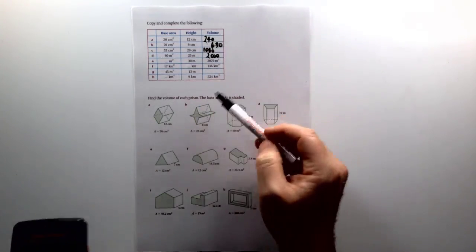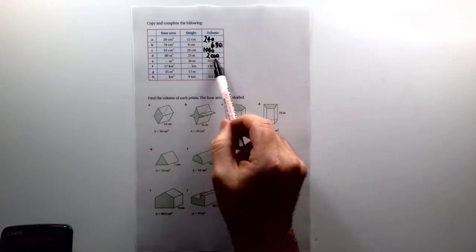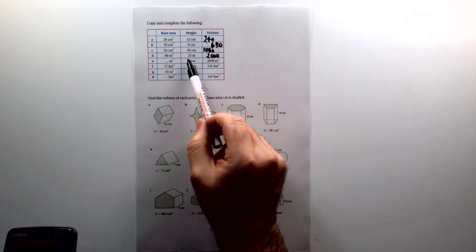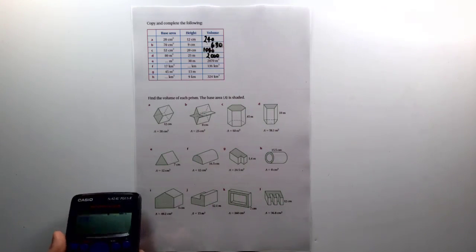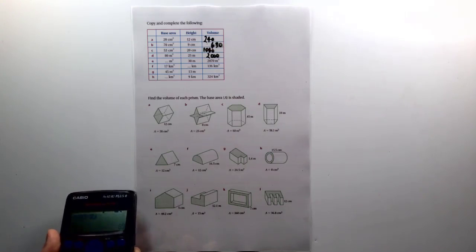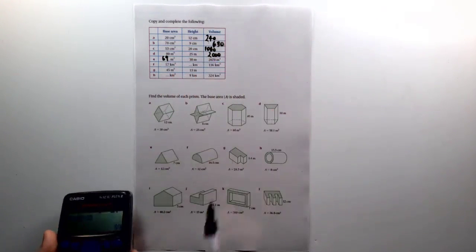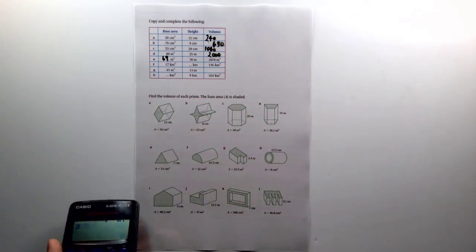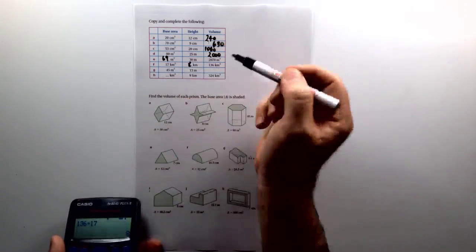Okay, now with these bottom ones here, remember these two numbers have to multiply together to get that volume. So if you don't know one of them, you just take that volume and divide by the number you do know. So we're going to go 2070, we're going to divide that by 30. So we get an answer of 69 square metres for that area. Again, we're going to go 136 divided by 17. We'll get an answer of 8 kilometres.